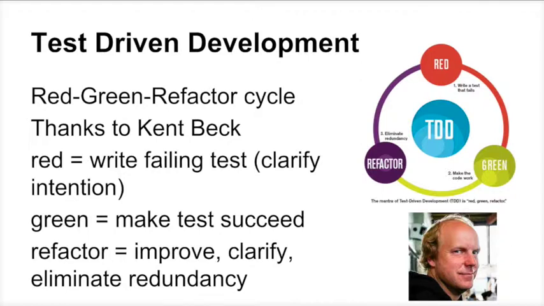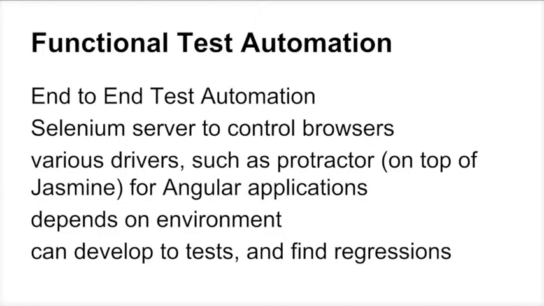So, well worthwhile. Functional test automation, end-to-end test automation, is something that is particularly helpful to catch regressions. So we're talking about end-to-end test automation here. For example, using Protractor to run end-to-end tests against Angular applications. Selenium Server, developed a while ago by ThoughtWorks, is probably the most common server that is used to control browsers.